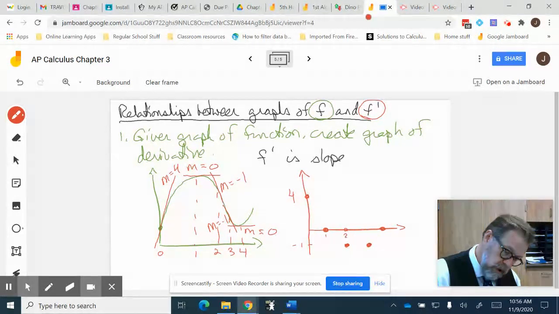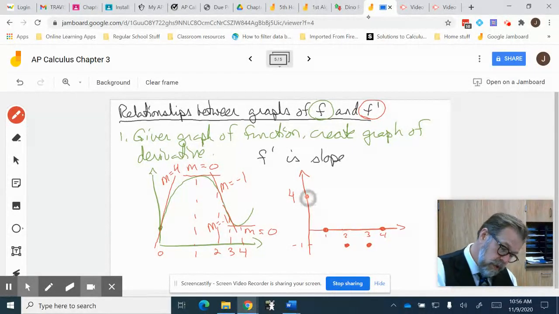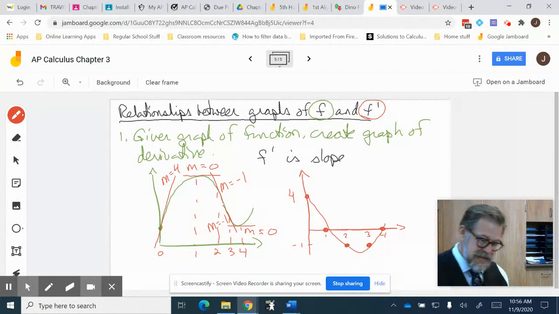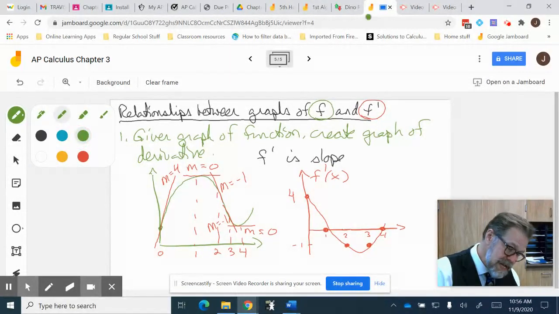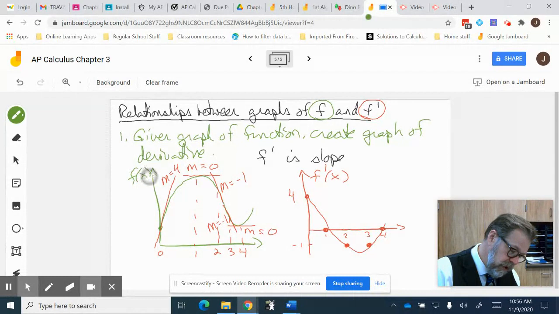So 1, 2, 3, 4. Oh, that shouldn't have been there. That was just a little smudge that I accidentally made. And so the graph of the derivative looks something like that. F prime of x, f of x.